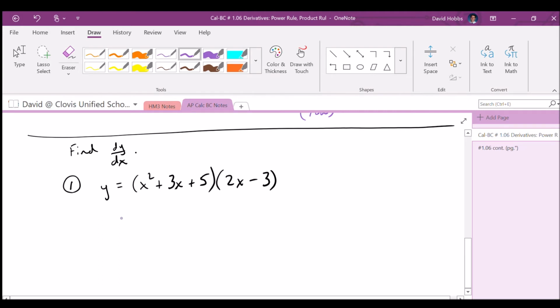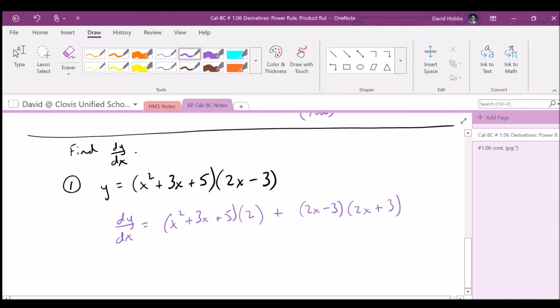So dy dx, the first, x squared plus 3x plus 5 times the derivative of the second. Okay, the derivative of the second, 2x minus 3. The derivative of 2x is 2, and the derivative of 3 is 0. So first times the derivative of the second plus the second times the derivative of the first. The derivative of the first is 2x plus 3.